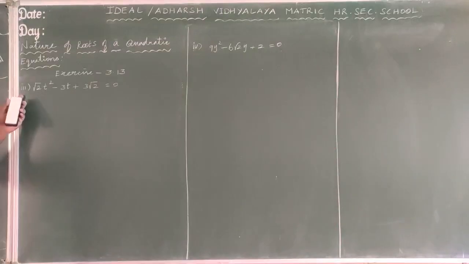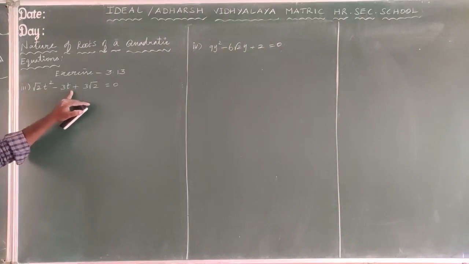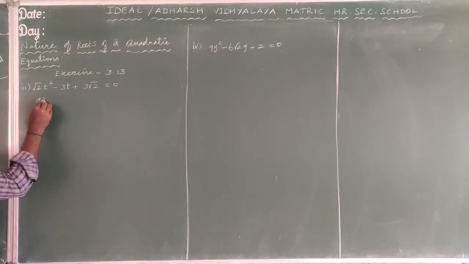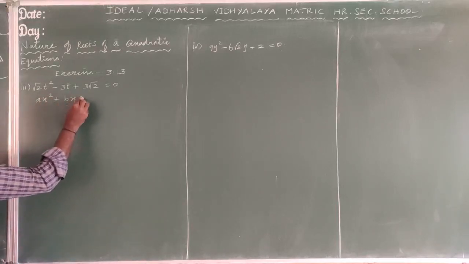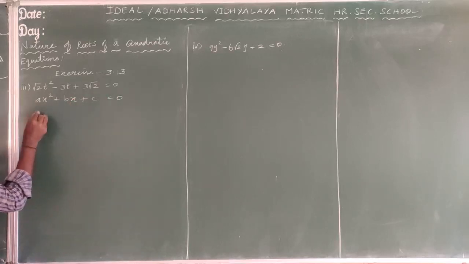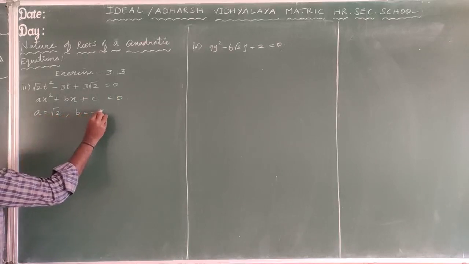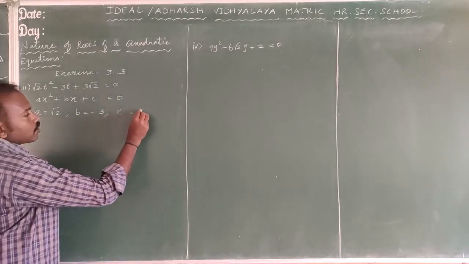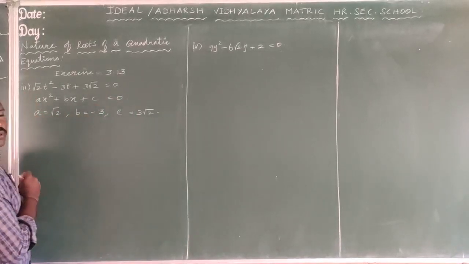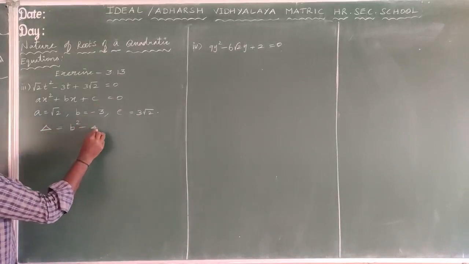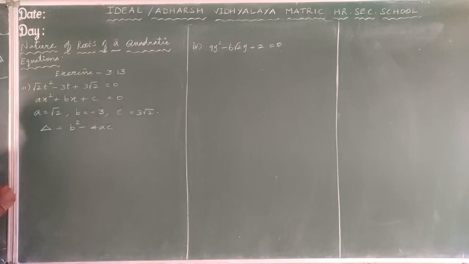That's all. Third subdivision, root 2 into t square minus 3 into t plus 3 root 2 is equal to 0. The given quadratic equation is comparing with ax square plus bx plus c is equal to 0. Here a is equal to root 2, b is equal to minus 3 and c is equal to 3 into root 2. Then here applying the formula, discriminant is equal to b square minus 4ac.